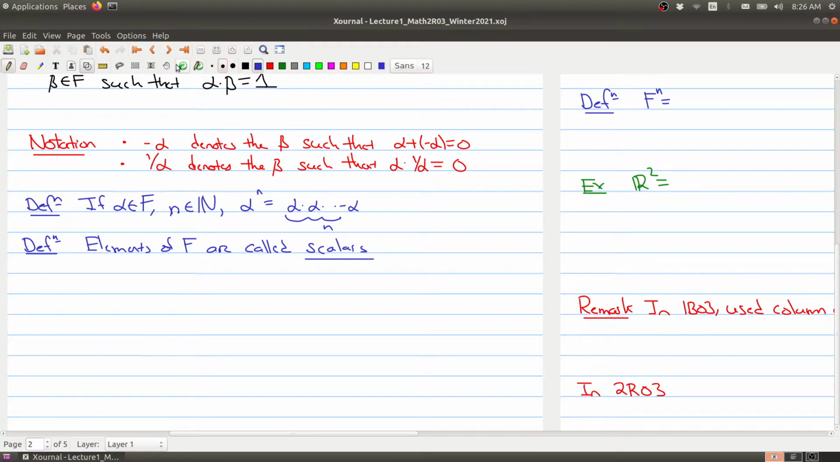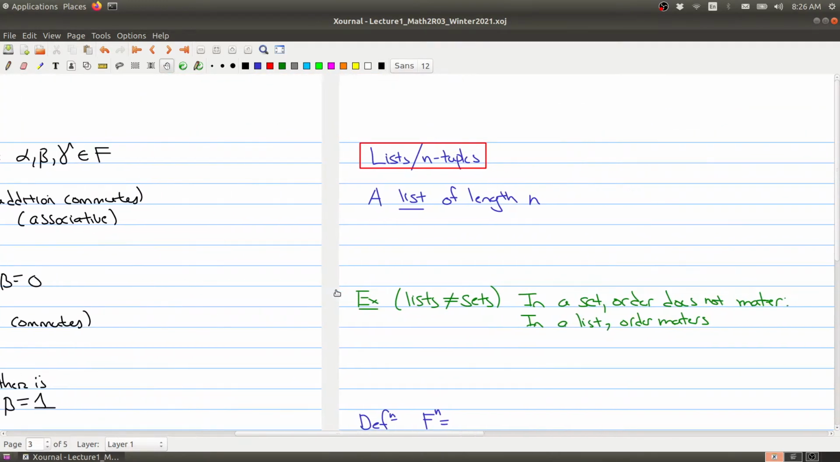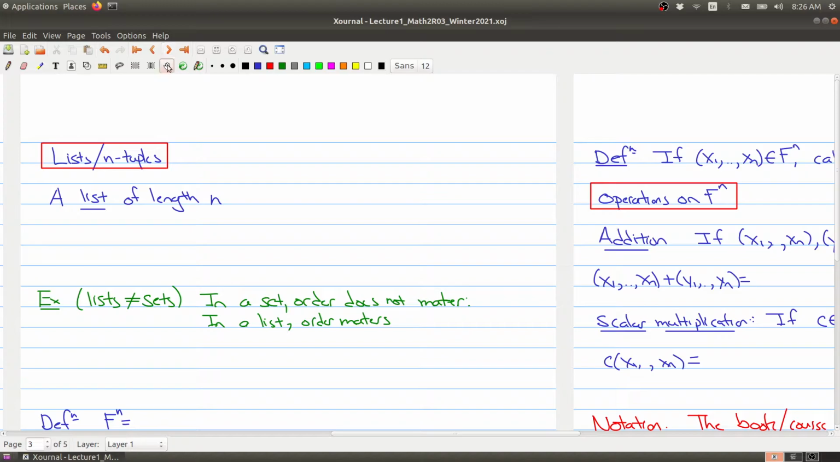Okay, so now let's move to my next slide here. And I want to spend a little bit of time talking about lists and n-tuples. So a list of length n is an ordered collection of n elements written as x1 in the first spot, x2 in the second spot, x3 in the third, up to xn in the last spot. In some books, or in the textbook as well, this may also be called an n-tuple.